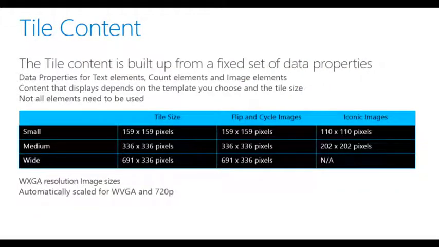When you are creating images, those are the sizes you have to supply in pixels. So the small one, 159 by 159, 336 square for the medium, and 691 by 336 for the wide. You notice the iconic one is quite a bit smaller, but that's because it's just the image on the tile, and the rest of it is the user's accent color.